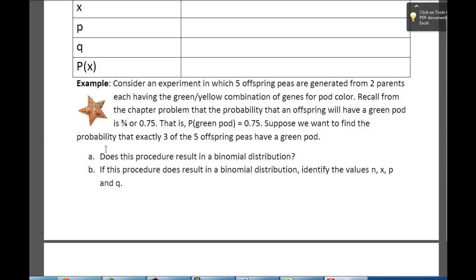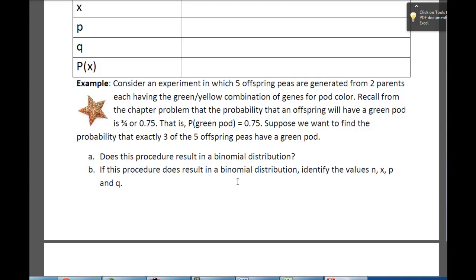Suppose we want to find the probability that exactly 3 of the 5 offspring peas have a green pod. Does this procedure result in a binomial distribution? Let's start there. Okay, so first of all, if it's going to be binomial, we're going to have a fixed number of trials. Do we have that? Yes, this is in reference to 5 of the pods. Okay, do we have 2 outcomes? Yes, green or yellow. Okay, is the probability of success the same for each trial?